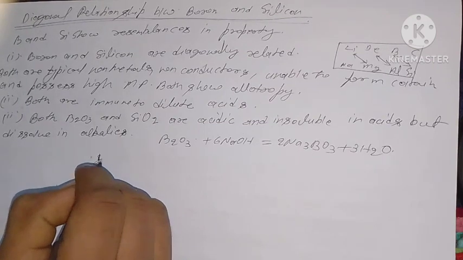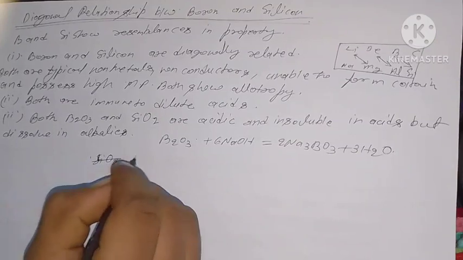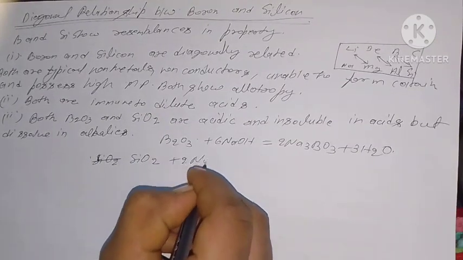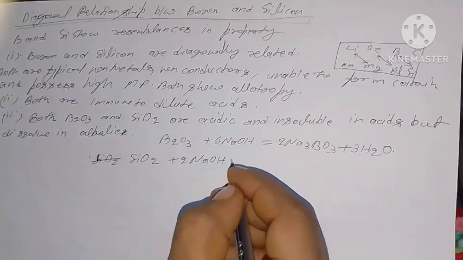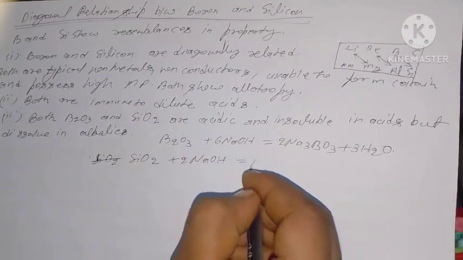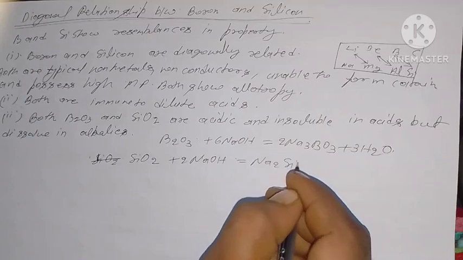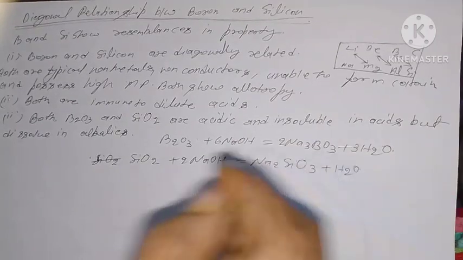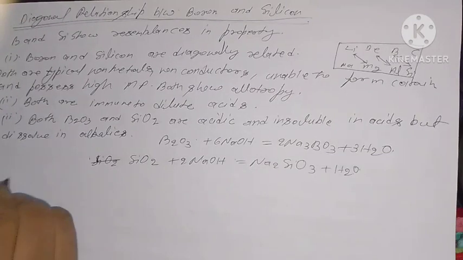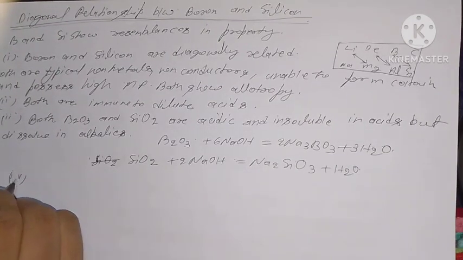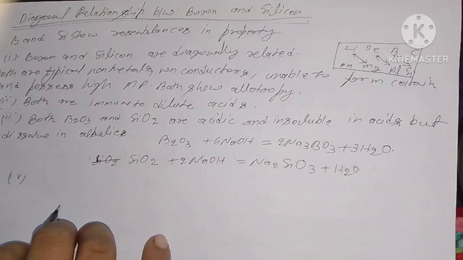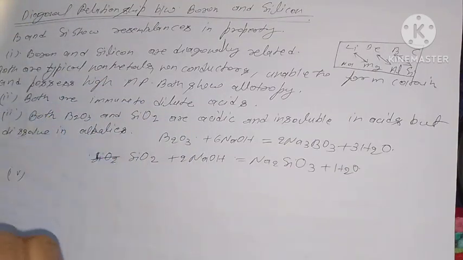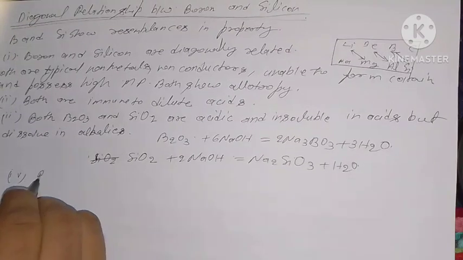And SiO2, silicon dioxide, plus sodium hydroxide NaOH gives Na2SiO3 plus H2O. Fourth point, both form covalent hydrides.